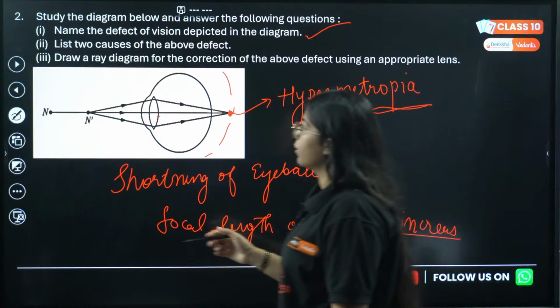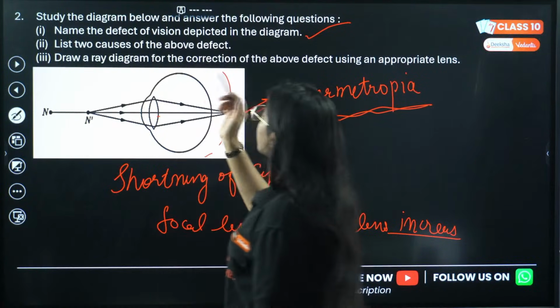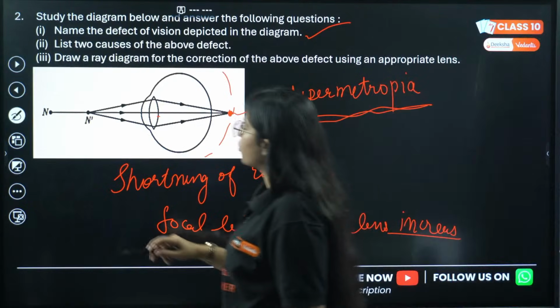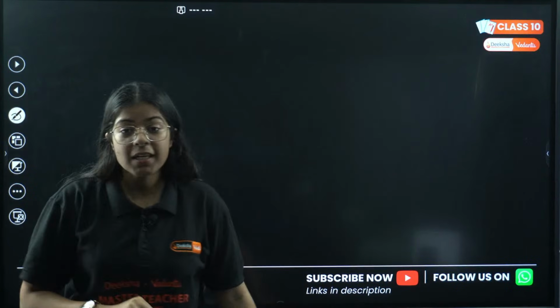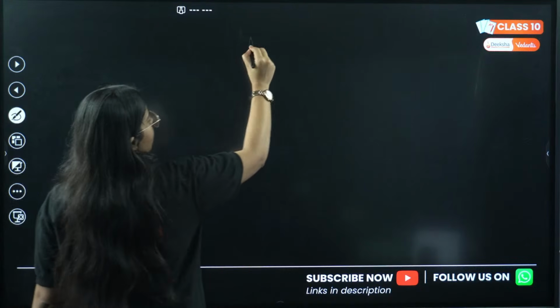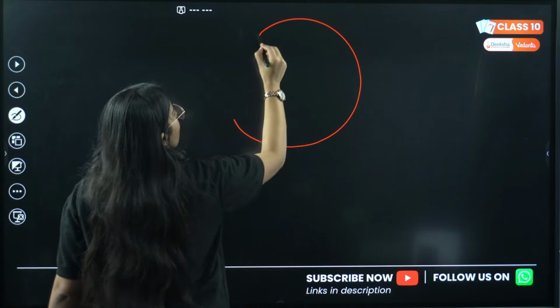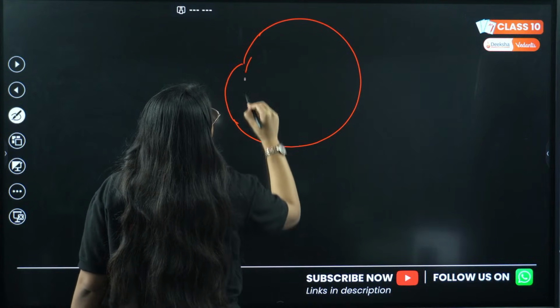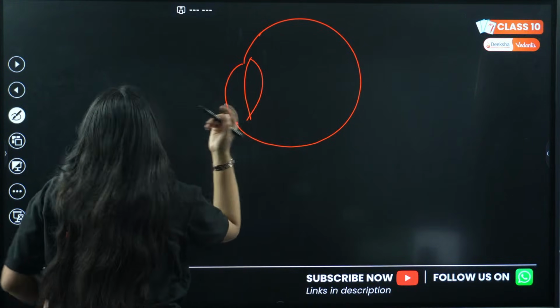Really good. Okay. Draw the ray diagram for the correction of the above defect using an appropriate lens. Let's make this diagram. I know you can't make the diagram in the live chat. Okay. This is an eye. Don't judge my drawing. But you have to make proper ones. Okay, I'll make it again.